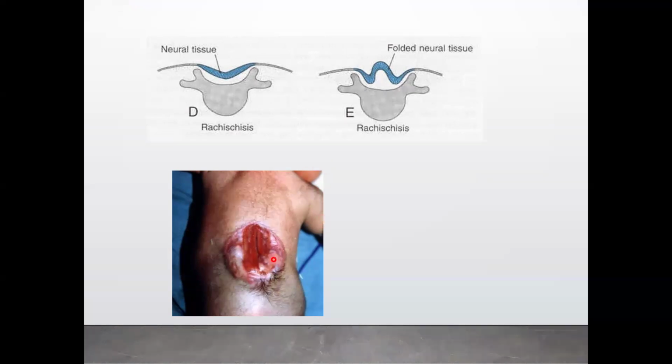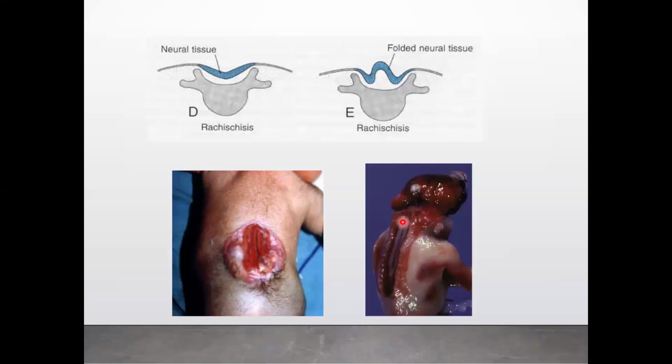What about this? Is this craniorachis? Is this rachis? Is it cranial? Yes, this is rachis, correct. You can appreciate that it is nervous tissue. The spinal cord is just open. For the other one, this is now craniorachis. You can appreciate the spinal cord and the brain are open. So it doesn't come alone.